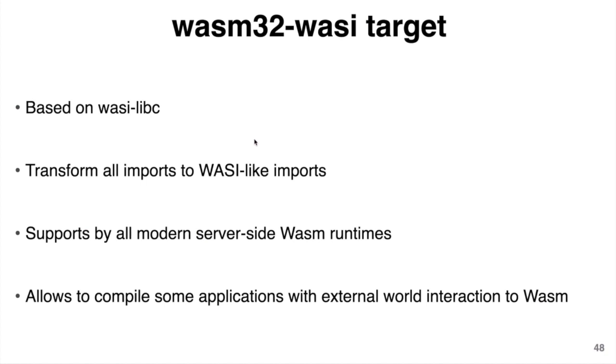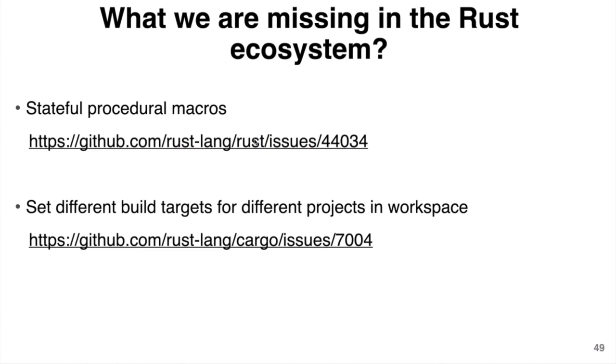But we are missing several features in the Rust ecosystem. The first one is stateful procedural macros. And we are not the only ones who want them. Yes, you can find a discussion about this. And the last one is a minor one, just a way to define your target for different projects inside workspaces. Because now, if you want to combine projects that should be compiled to WebAssembly and projects that should be compiled to native, and you do cargo check from the root of your repository, there could be a lot of errors because WebAssembly projects will be compiled to native, and it's really hard to make this work.